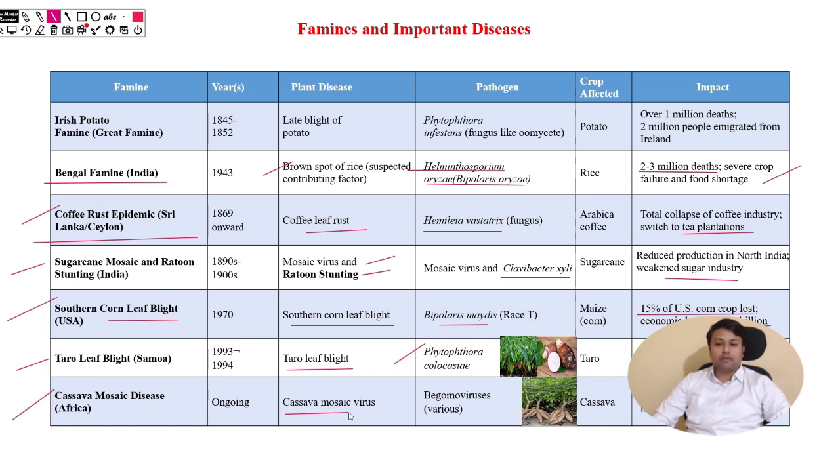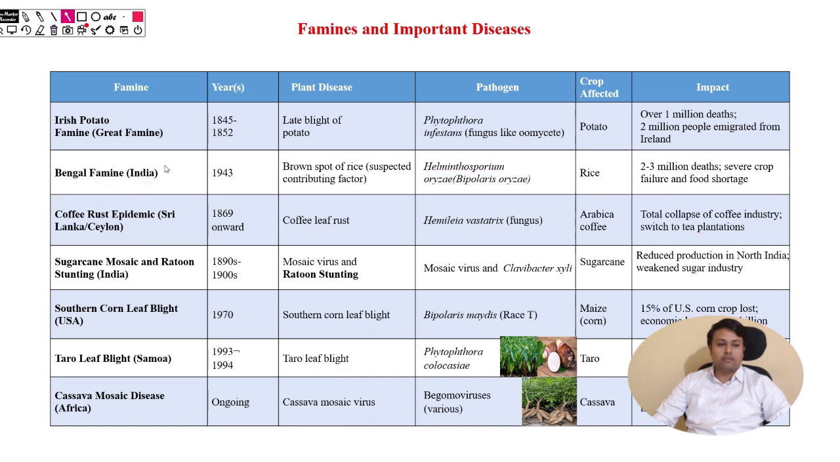The next important disease is cassava mosaic disease, caused by the cassava mosaic virus, in Africa, which led to food insecurity. Cassava is also one of the widely consumed foods in Sub-Saharan African countries.